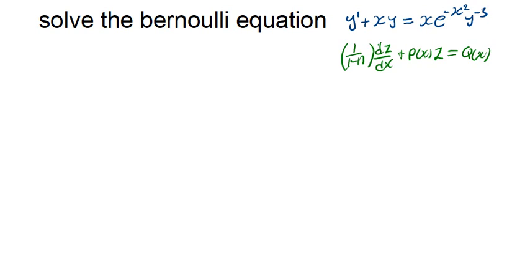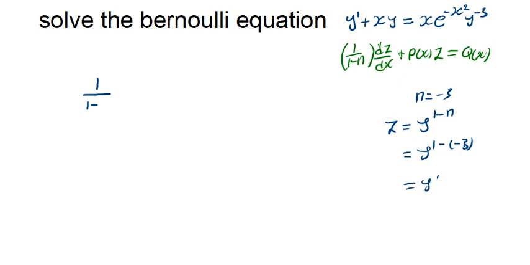So one thing that we have here is that we can say 1 over 1 minus, so we have to know what our n is. If you look at this here, that is what our n is. So our n is equal to minus 3. In fact, I can find my z in advance. So my z is equal to y to the power 1 minus n, and this is simply y to the power 1 minus minus 3, which is just y to the fourth. Okay, so that is what our z is. That is just y to the fourth, like that.